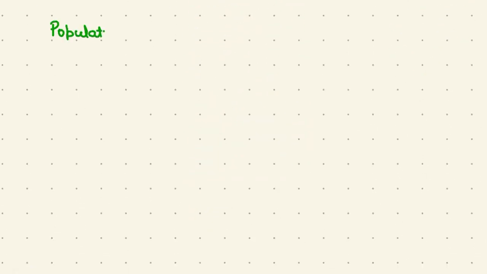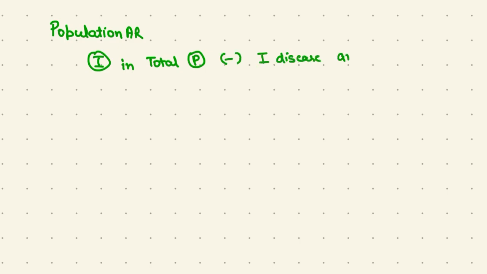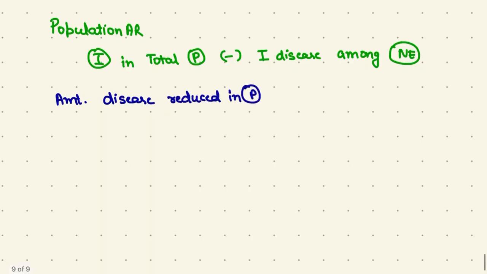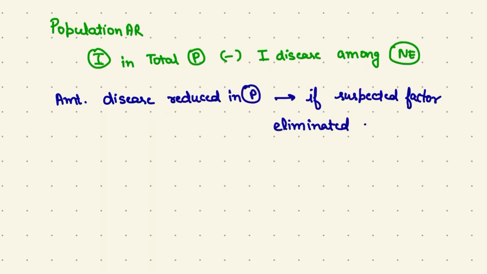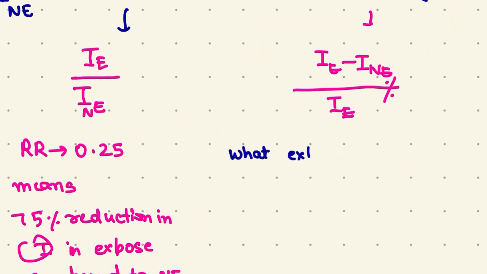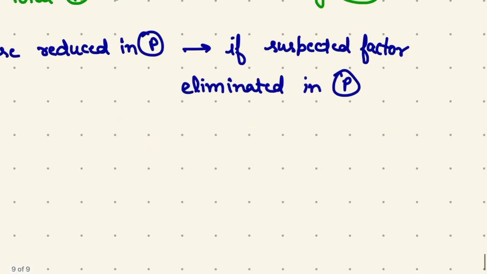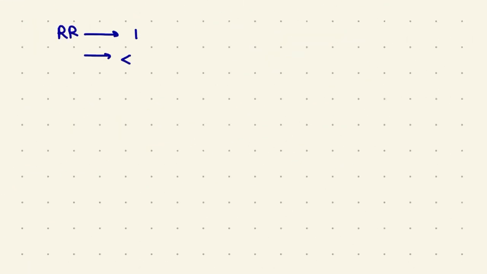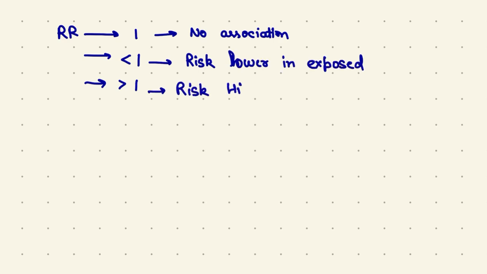Now let's talk about population attributable risk, which is incidence in total population minus incidence of disease among non-exposed. So it is amount of disease reduced in a population if suspected factor is eliminated in the population. Now, attributable risk is to what extent that disease is attributed to the exposure. Relative risk can be 1, less than 1, or more than 1. 1 means there is no association. Less than 1 means risk is lower in exposed, and more than 1 means risk is higher in exposed.